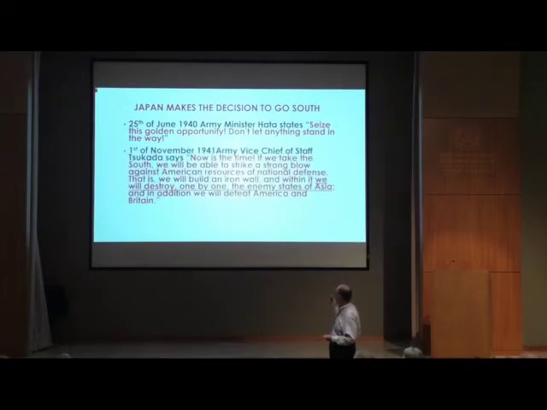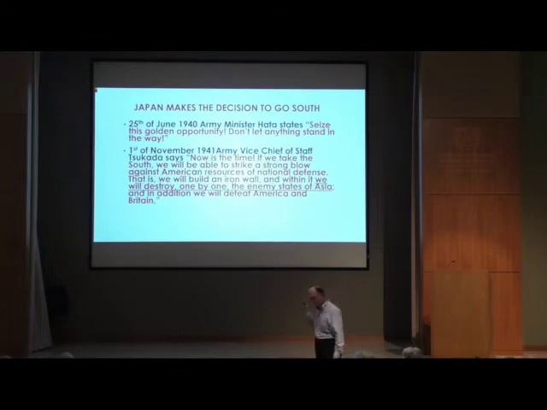Then, on the 1st of November 41, with the Russians being destroyed, they think, by the Germans, they think this is even a better opportunity. So now they say, now is the time. If we take the South, we will be able to strike a strong blow against the American resources of national defense. That is, we will build an iron wall. They will build a defensive strategy to keep the U.S. out of Asia, and with it we will destroy one by one the enemy states of Asia. So in other words, states that support white colonial rule. And in addition, we will defeat America and Britain.